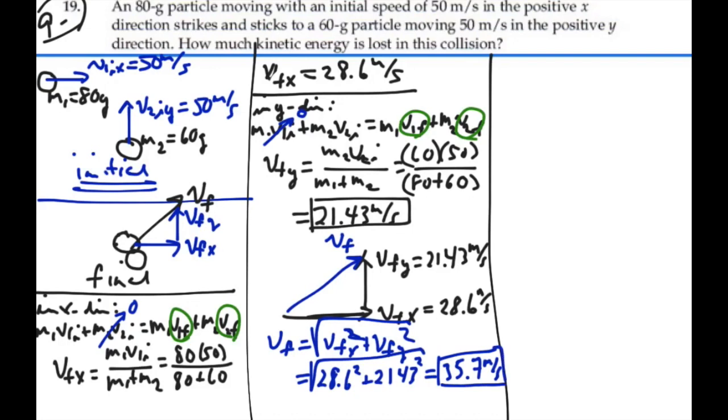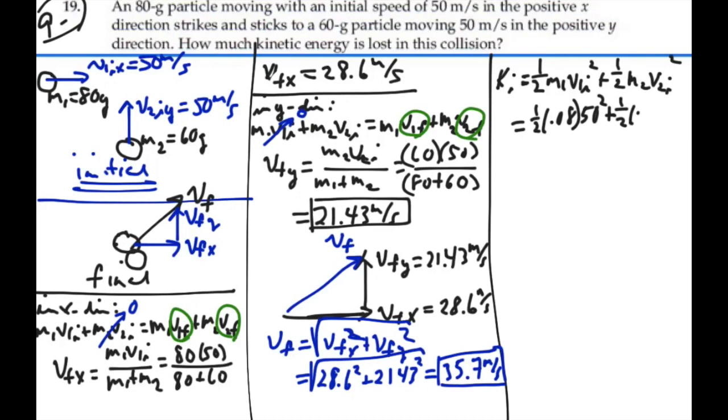So we want to find how much kinetic energy was lost. Our initial kinetic energy is 1/2 mass 1 V1 initial squared plus 1/2 mass 2 V2 initial squared. Whatever their speeds are, that's going to be 1/2 times, now we need to use kilograms here, so we have 0.08 kilograms times 50 squared plus 1/2 times 0.06 times 50 squared. And that is 175 joules. That's what we started with.